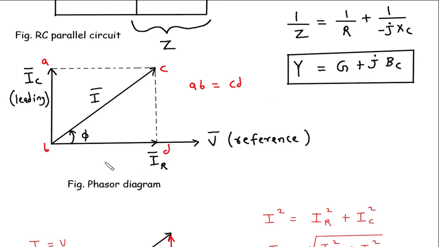Now for the phasor diagram, we will take voltage as a reference because voltage is the same in resistance and capacitance. Now this IR will be in phase with voltage and this IC will be leading the voltage by 90 degrees. Now the resultant of this IC and IR will be this I phasor. From this phasor diagram we can say that IB is equal to CD, so we can replace this CD by AB. From this phasor diagram we can draw the current triangle, admittance triangle and power triangle.